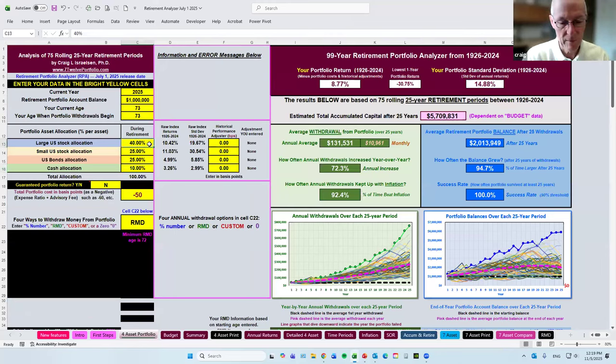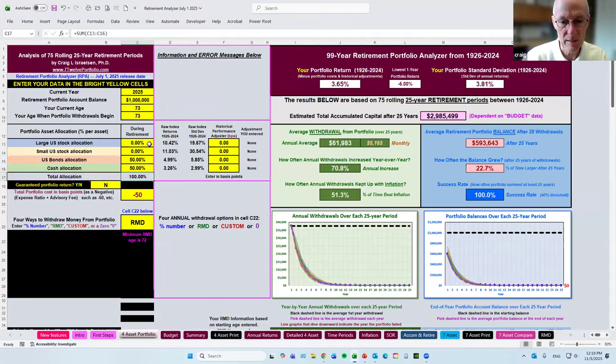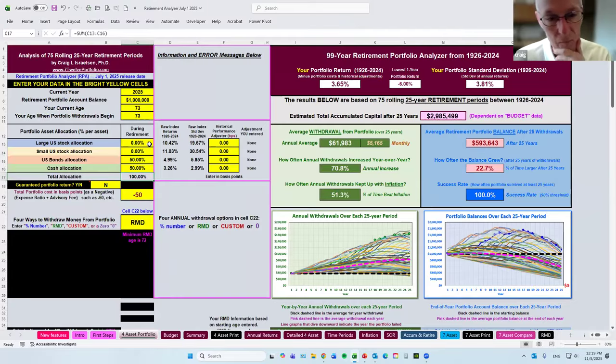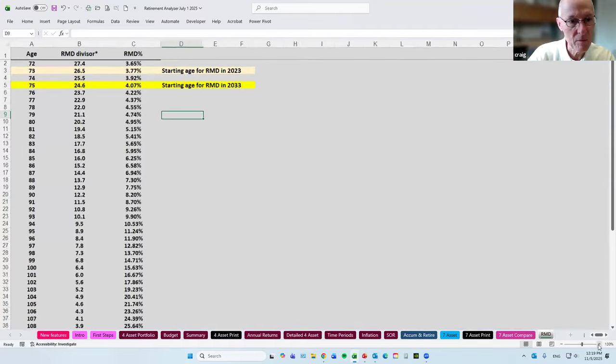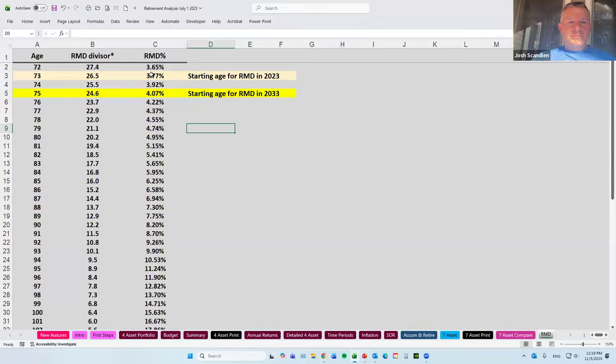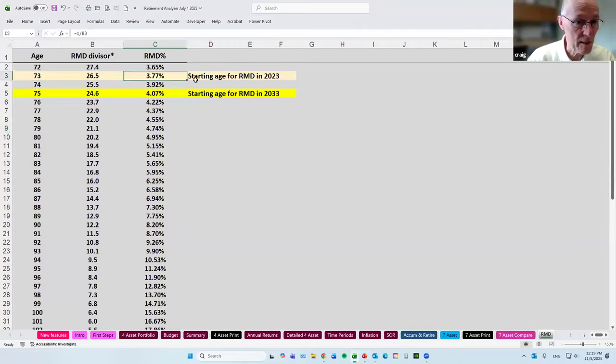So let's assume a person is super conservative. They have 50% bonds and 50% cash. And the money is being pulled out based on the RMD schedule. If you click right over here on this tab, it shows you the RMD percentages. And at 73, it's 3.77%. So you have to withdraw 3.77%.